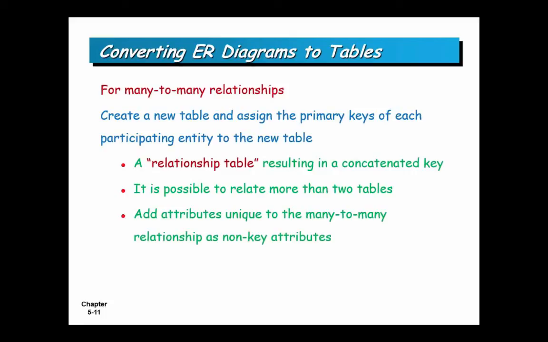It's important to note that you might have more than two tables in the relationship. Generally speaking, there are two, but it's not impossible to have multiple tables in a concatenation. And what this says is if there are any attributes that are unique to this table, you move them here. Otherwise, you leave them up here.